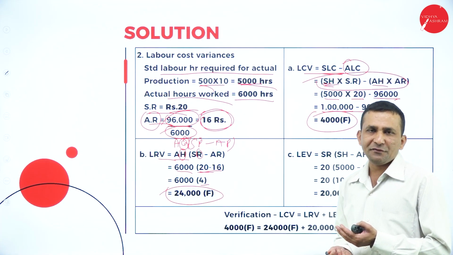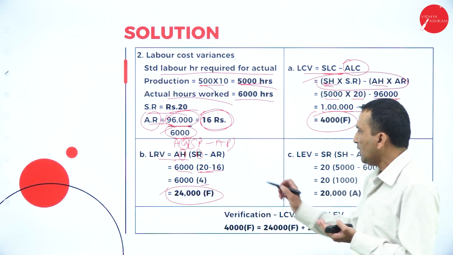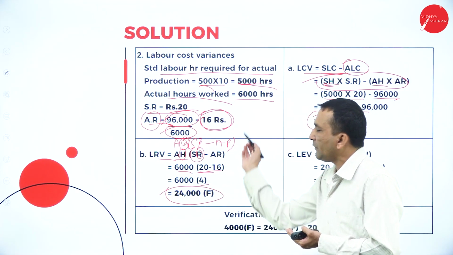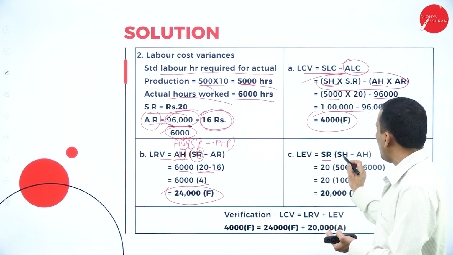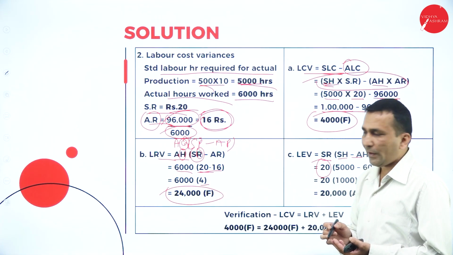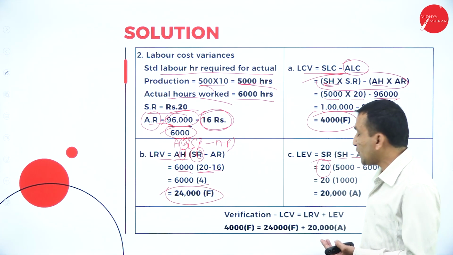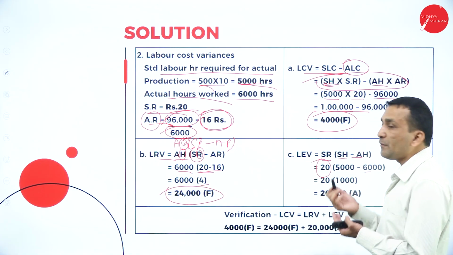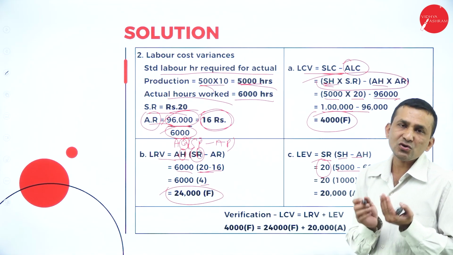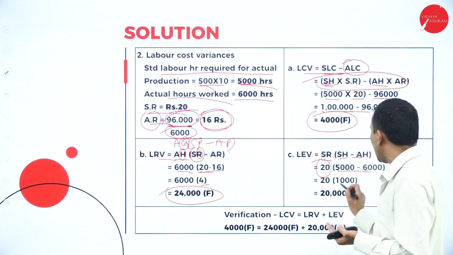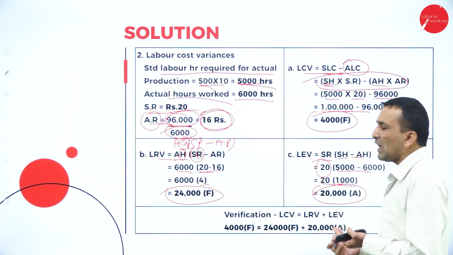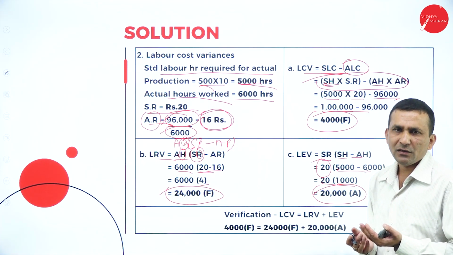And moving to the labor efficiency variance, the formula is very simple here. When we write standard hours, obviously we need to write the standard rate first. Next, we write standard hours minus actual hours. The standard rate given in the question is 20. Standard hours we calculated as 5,000 minus actual hours of 6,000. Obviously we get a negative, because if you subtract 6,000 from 5,000, you get negative 1,000. Once you multiply 20 into 1,000, you get 20,000. So we write it as unfavorable, adverse.